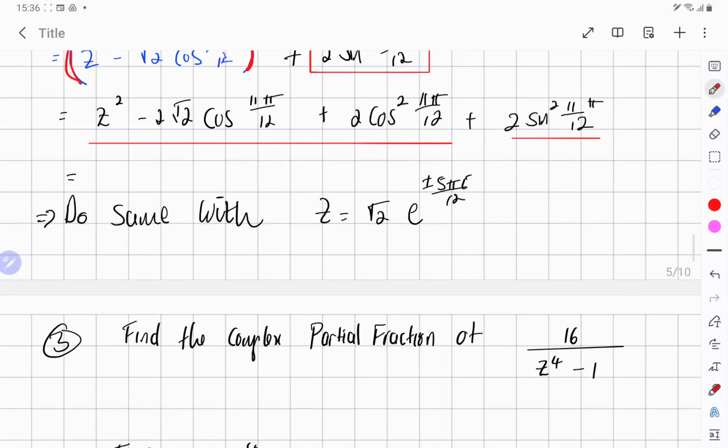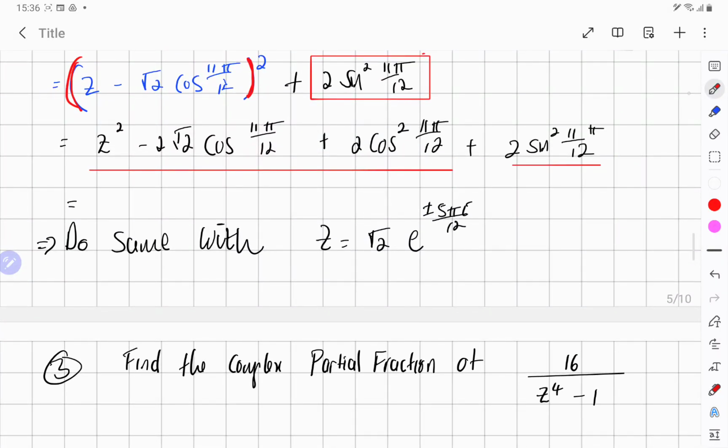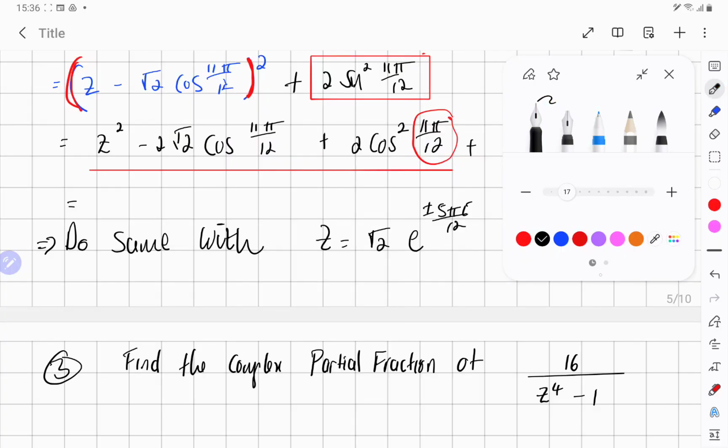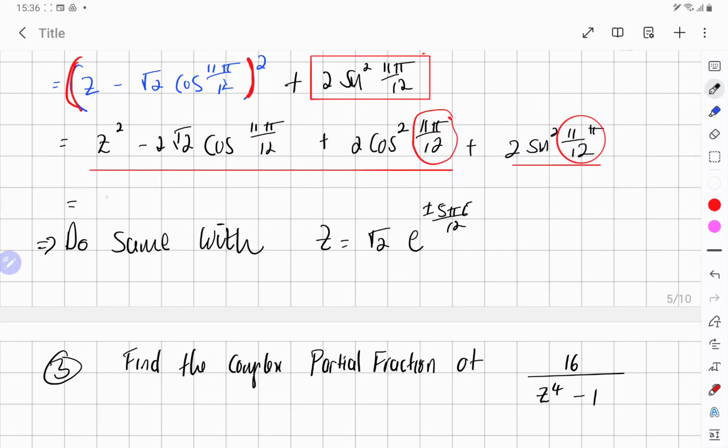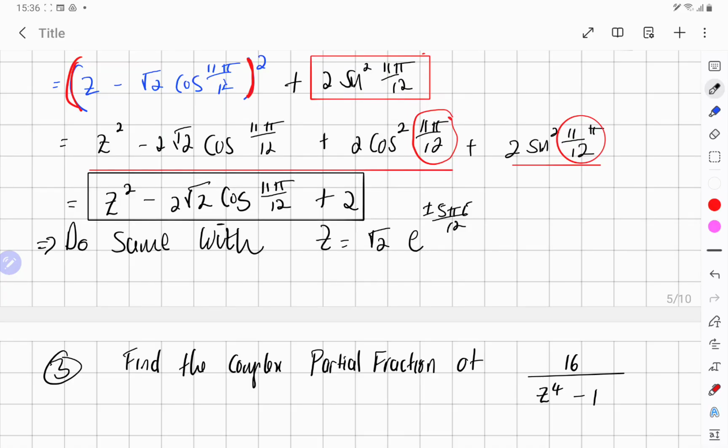Now what you should also know is that 2 cos squared with the same angle as this angle sine squared will just give you 2. From now on, you're all familiar with the fact that sine squared plus cos squared with the same angle will always give you 1. What did I end up getting? There is my quadratic factor. What do I see? No i's included, so only real coefficients.